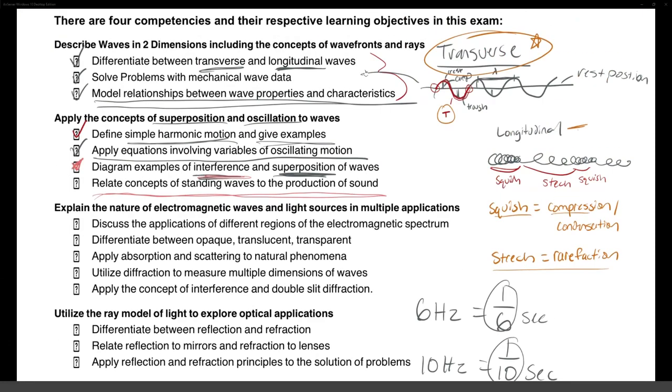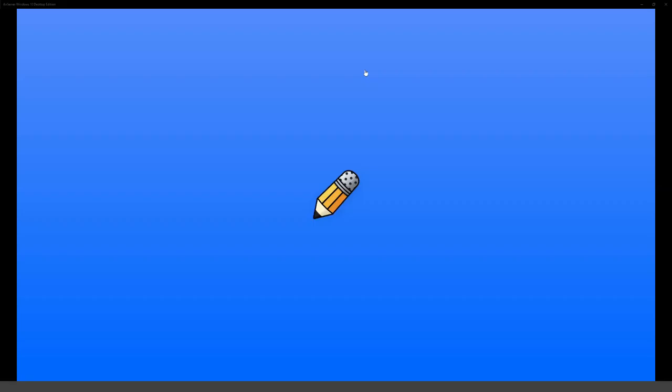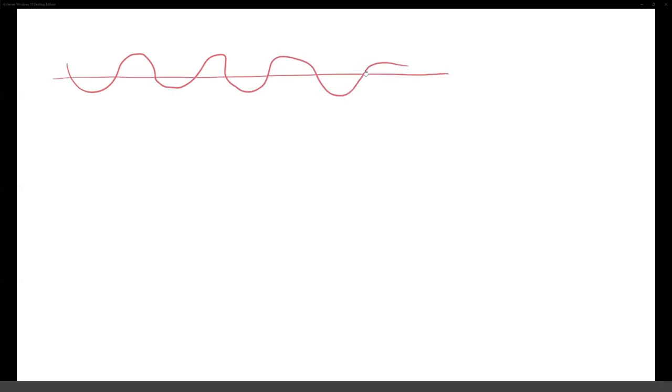So we related the concepts of standing waves to the direction of sound. Not really. Let's try to do that. Standing waves, I think there's kind of a synonym for transverse waves. And this is also how sound waves are represented, right?